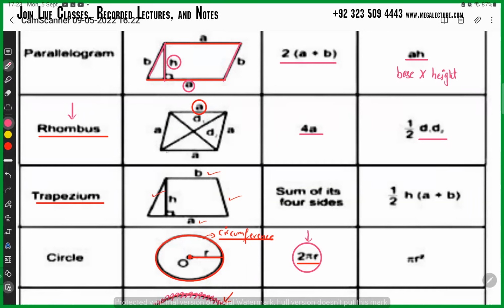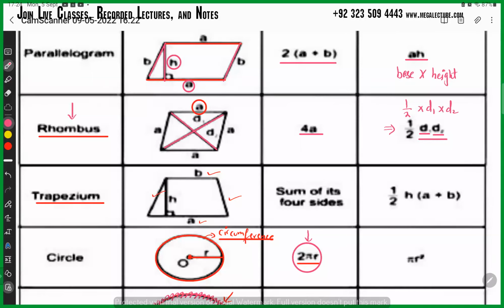let me just write it down. This is basically one diagonal and this is another diagonal. So in case of the area of a rhombus, we do half multiplied by the length of first diagonal multiplied by the length of second diagonal. Okay. So it's 1 by 2 multiplied by D1 multiplied by D2.